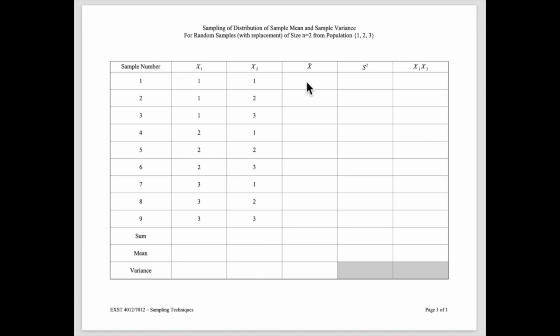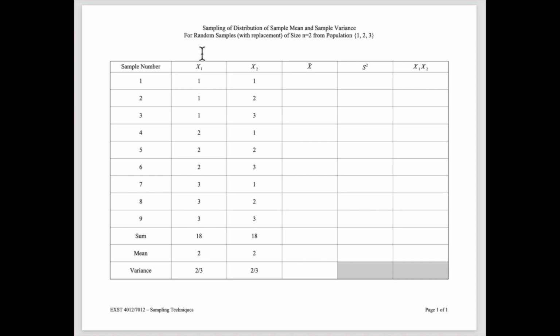We can also calculate the mean of each sample, the variance of each sample, and we also calculated the product of the values, x1 times x2, for each sample. That helped us calculate the covariance of x1 and x2 in the sampling distribution. So that is how we used this table template to calculate these quantities.